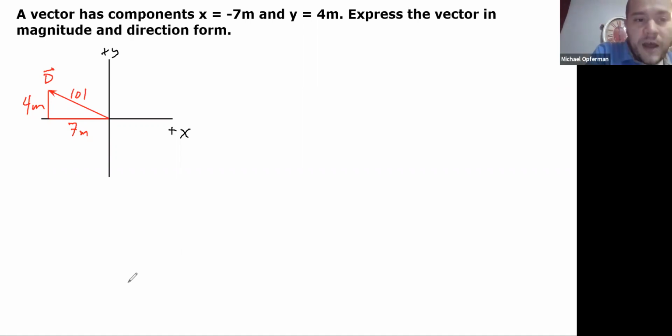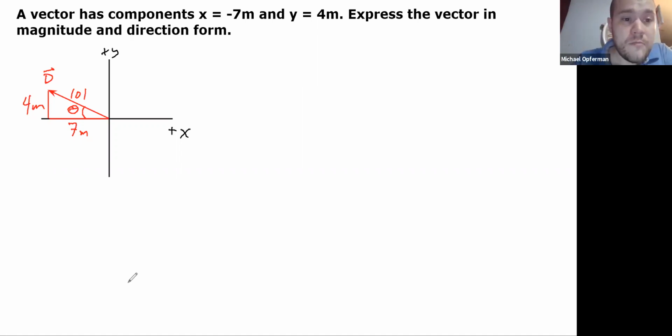And I'm going to need to define an angle. So I'm going to solve for this angle here. We'll worry about how this relates to counterclockwise from the positive x-axis and all that later on. First, I need to just find an angle. So now I have a triangle drawn. Now I need to construct some equations.